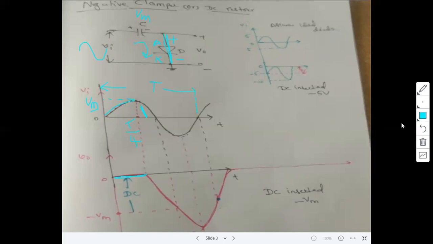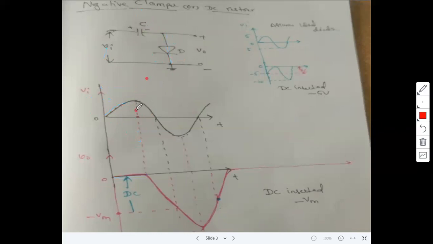Next, coming to just greater than the first quarter cycle. What is the input here? The input decreases. During this entire interval, the input voltage is less than Vm. The capacitor is already charged to Vm. Now what happens to the diode?